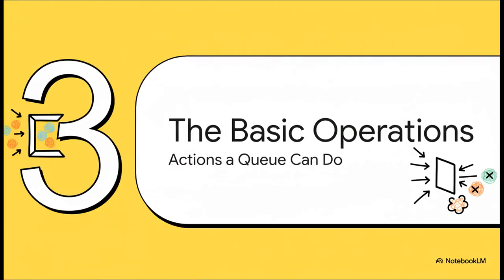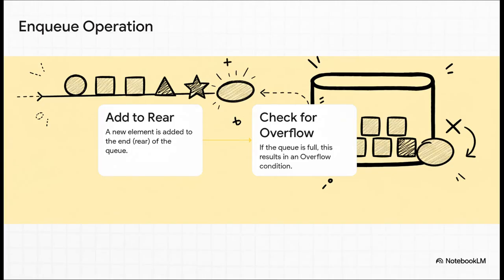Okay, with the structure and the terms all laid out, let's talk about what a queue actually does. And really, it all boils down to two fundamental actions, putting things in and taking things out. The first action is called enqueue. It's just the official technical term for getting in line. So a new element, a new person, always goes to the rear of the queue.